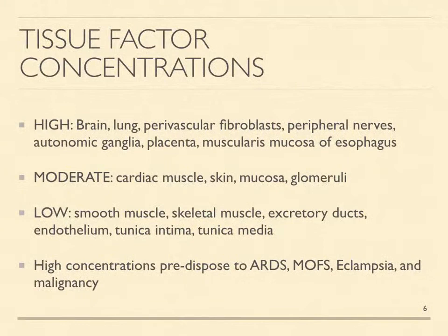Tissues with high concentrations of tissue factor are targets for stress-related disease manifestations in adult respiratory distress syndrome, multi-organ failure syndrome, eclampsia, and malignancy. All of these illnesses are closely related and could be managed more effectively if their nature were understood.